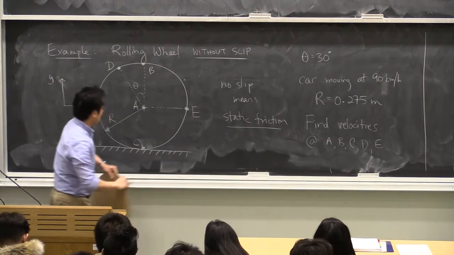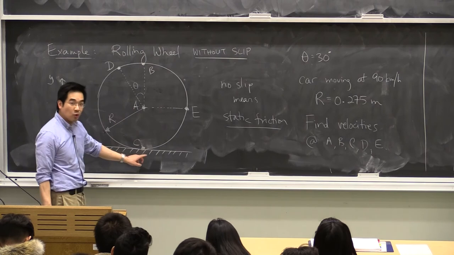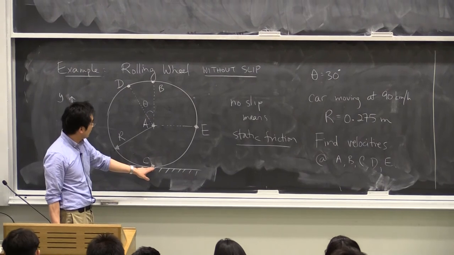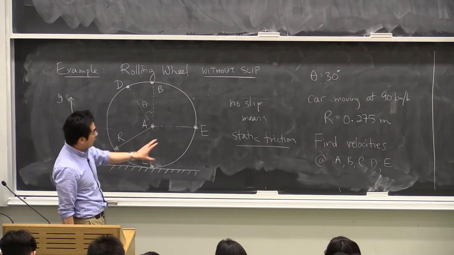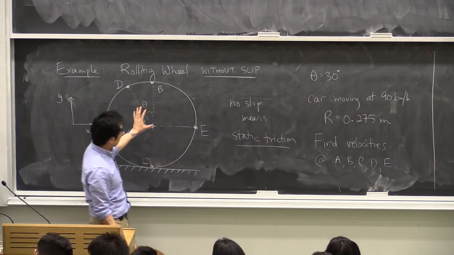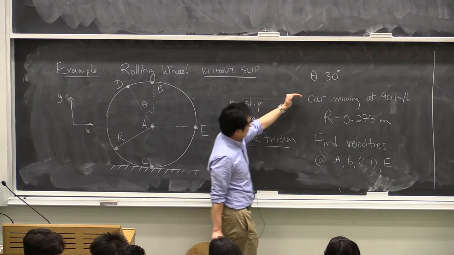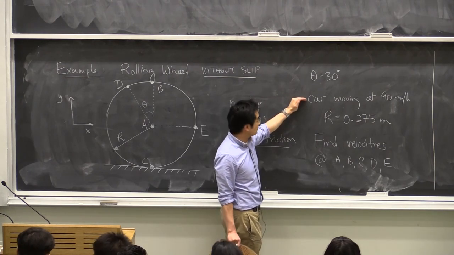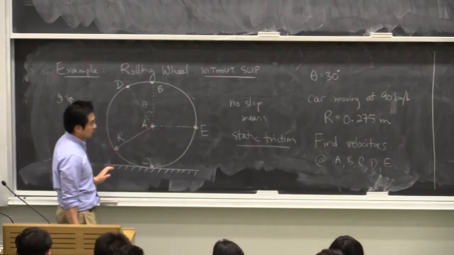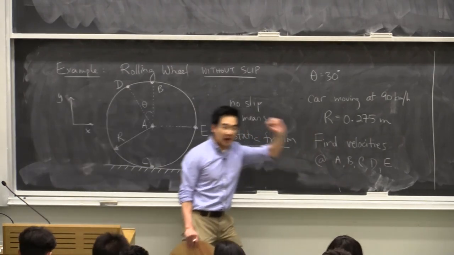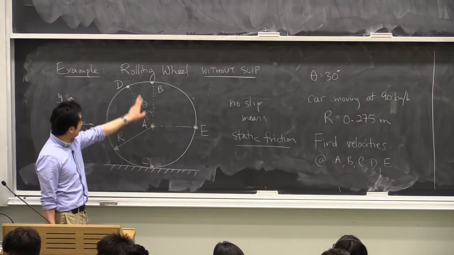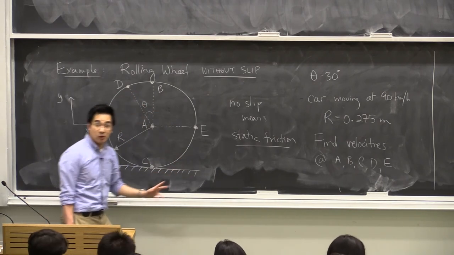And so this is a really interesting problem, but what that means is right at this point, we know something that happens with the static friction. We're going to get to that in a second. But we also know that if we want to study this rigid body, we want to know velocity of many, many points. So the goal here is, if I tell you, for instance, that a car is moving with this wheel and that the axis of the car is moving at 90 kilometers per hour, and I give you the radius of the wheel, find velocities at 5 different points on the wheel. Okay? So I've shown you A is the center of the wheel, and then B, C, D, and E are all on the edge, but at different points.